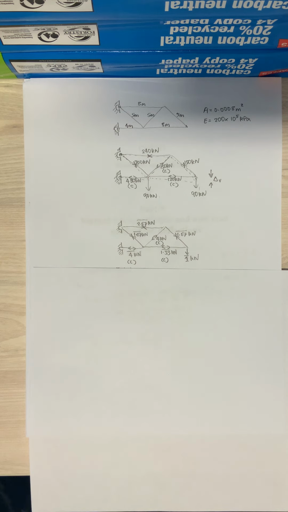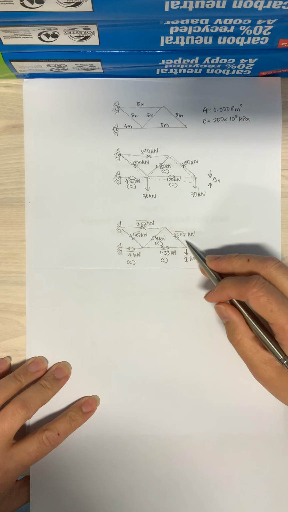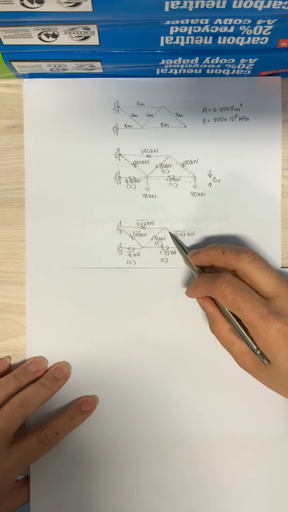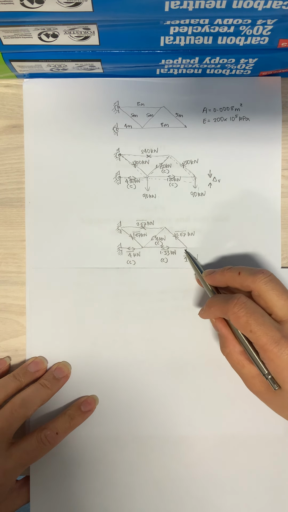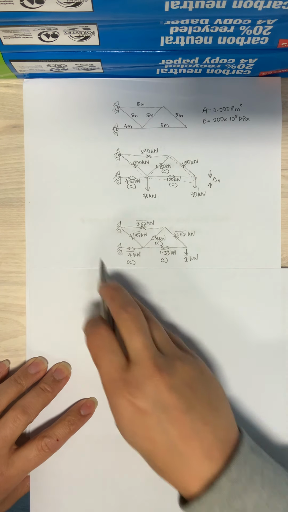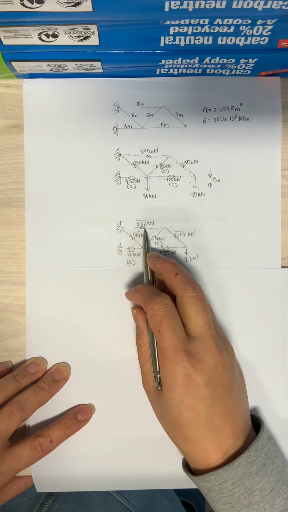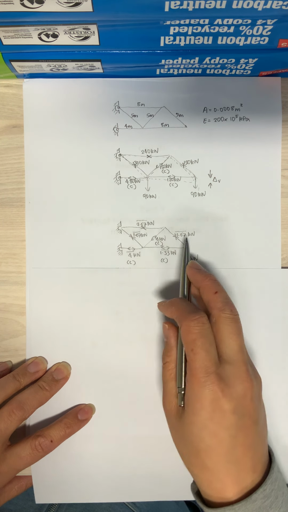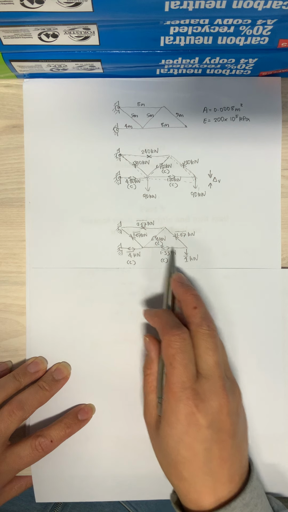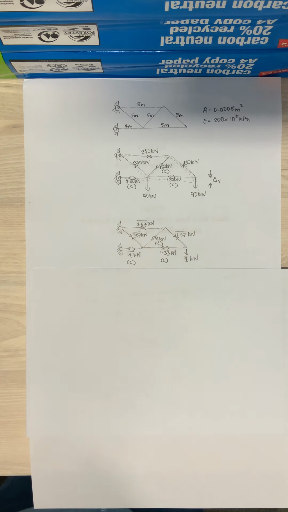So again, you can use method of sections and method of joints, and you would be able to calculate the forces in this structure here. And you will see, again, I've indicated which ones are in tension and which ones are in compression. So you can see the C there is in compression, and the rest is going to be in tension.